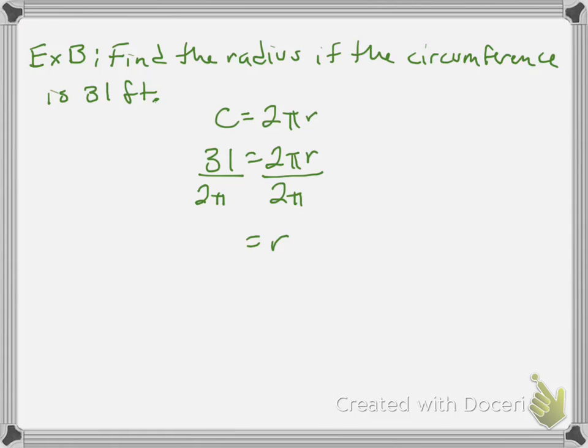And be careful, in your calculator, if you put this straight in there, you need to do 31, then your divide symbol, and then in parentheses, your 2 times pi, or 2 times 3.14, and you need to close your parenthesis. If you don't do that, your calculator is going to do 31 divided by 2, and then multiply by pi, and that's going to give you the wrong answer. So please use your parentheses. But when you do that, you should get 4.93. And that is your radius.